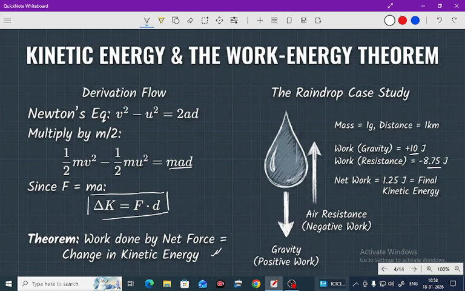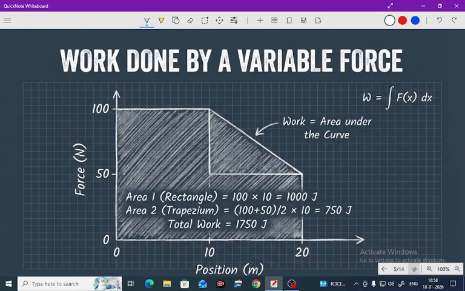Now the next important thing is the work done by a variable force. Here you can see this is the position and this is the force, right? We find the work under the curve to find the work done by a variable force. So work done can be found by Fx into dx, right? This is the work done, the area under the curve. This is the force in Newton, and this is the position of the mass in this direction, right?